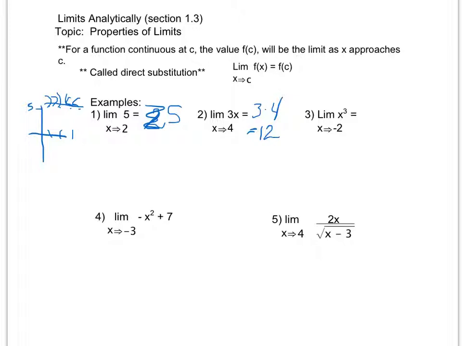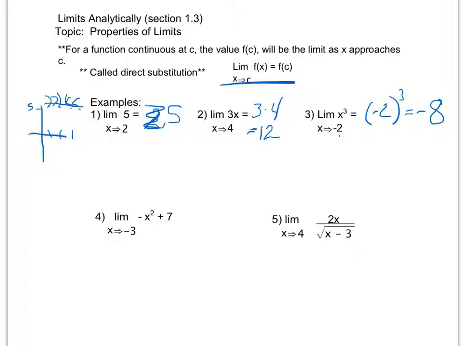The limit as x approaches -2 for my function x cubed. Again, I know that the x cubed function is continuous. Since it's continuous, all I have to do is take that value that I'm interested in, that -2, and plug it in, and that will be my limit. So plugging in, -2 cubed is -8. So the limit as x approaches -2 for the function x cubed is -8.